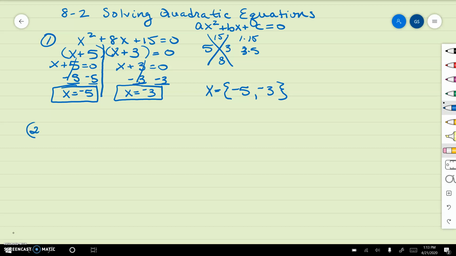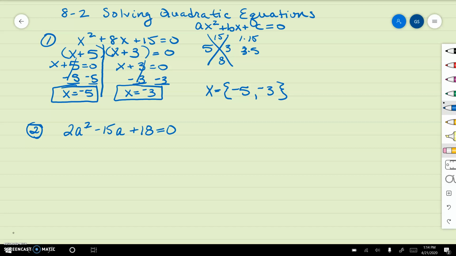Okay, number 2. We're going to do the same thing, but we're going to practice some of the harder factoring, or some of the different factoring anyway. So number 2 is 2a squared minus 15a plus 18 equals 0. You look at that. Is that factored yet? No. Therefore, you have to factor it if possible.